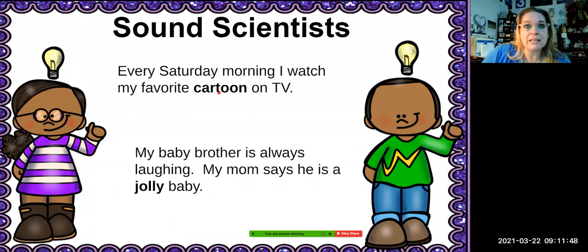So we have the second syllable is tune. How many sounds do you hear in that syllable? I hear 3 sounds. I hear t-oon, t-oon, 3 sounds. All right, say the word cartoon. Now, if we change the t in cartoon and replaced it with m, what new silly word would we get?